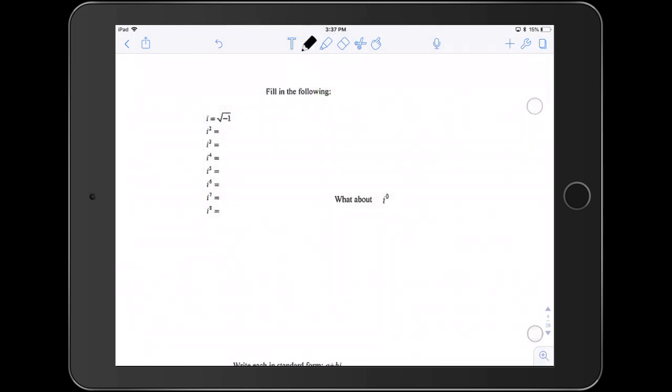Here, I'll go right back to black. We know that i equals the square root of negative 1. i squared is going to give you negative 1, because if you take the square root of negative 1 times the square root of negative 1, that equals negative 1, because the square roots undo each other. So I'm going to have i squared equals negative 1. i cubed is going to be the square root of negative 1 times the square root of negative 1 times the square root of negative 1. Now if I simplify that, I'll end up with negative i.